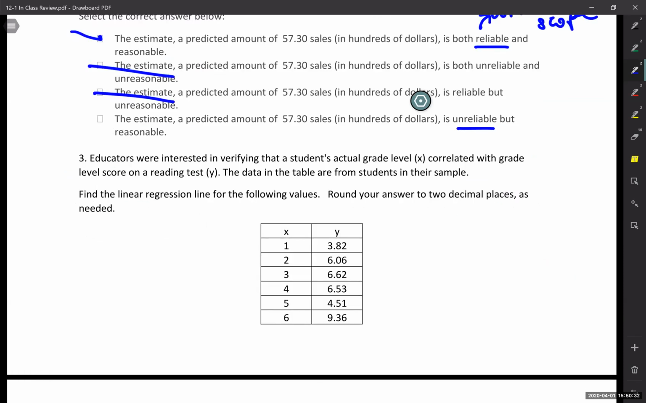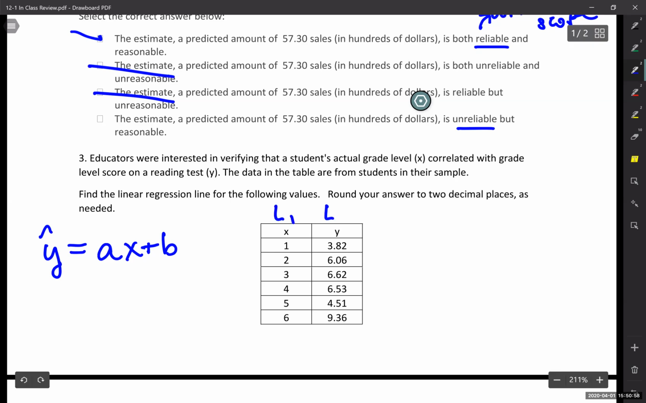Okay, number 3, we have X, which is the student's actual grade level, and Y is their grade level on a reading test. And so we want to find the regression line for the data values. So just a reminder, that line is the formula y hat equals ax plus b. And you want to use your lists, L1 and L2. And you want to use, on the scientific calculators, 2-variable stats to look for A and B.